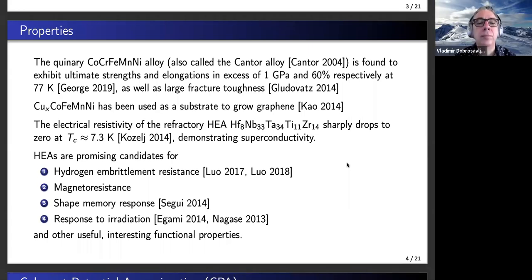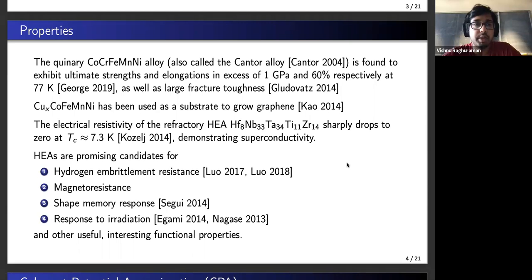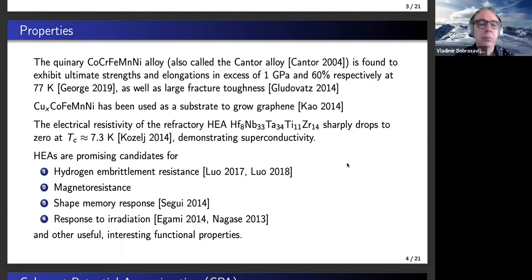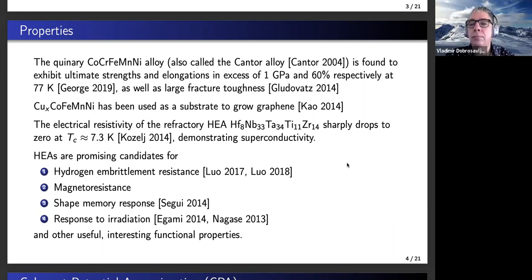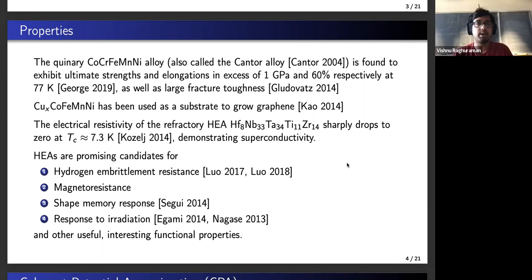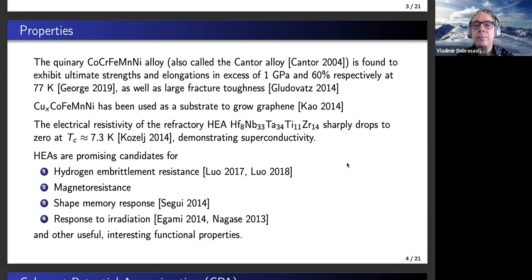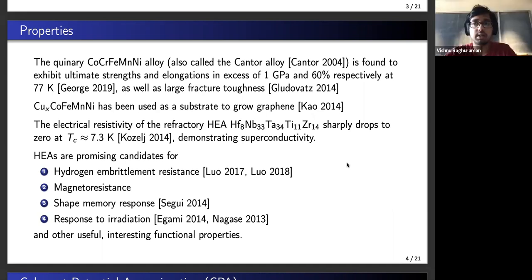In fact, we've been looking at BCC high entropy alloys. For BCC high entropy alloys, if you start with a cubic structure and you stretch it, then beyond a point it goes through a transition from cubic to some sort of orthorhombic face-centered structure. And that enables it to be ductile. That is what we found.